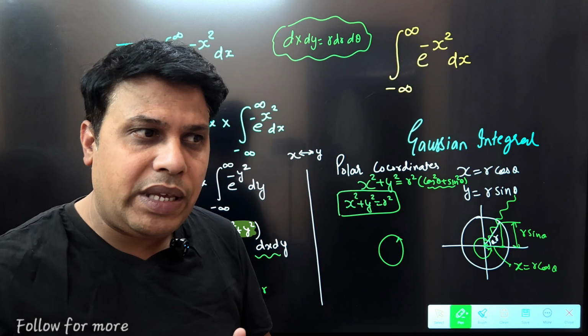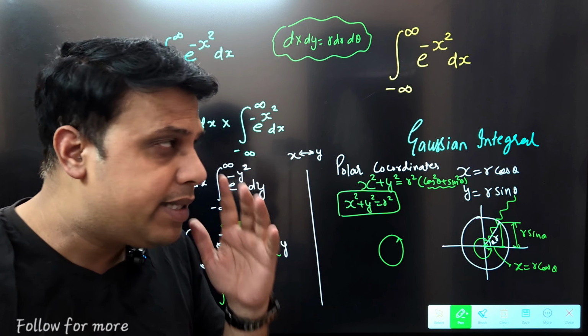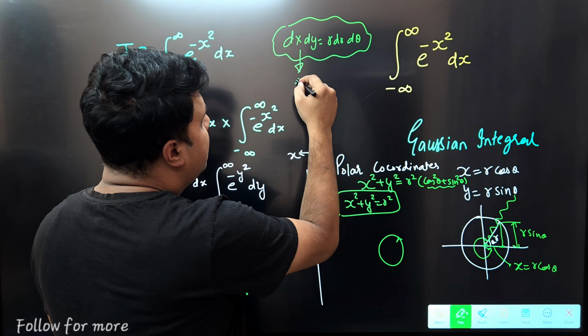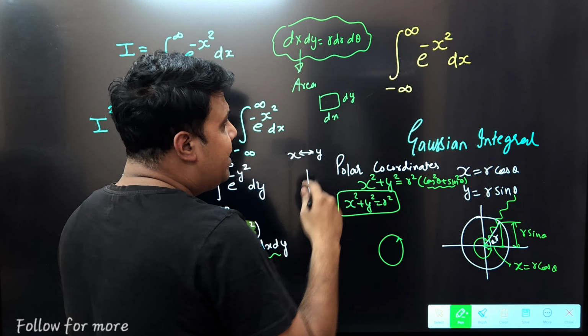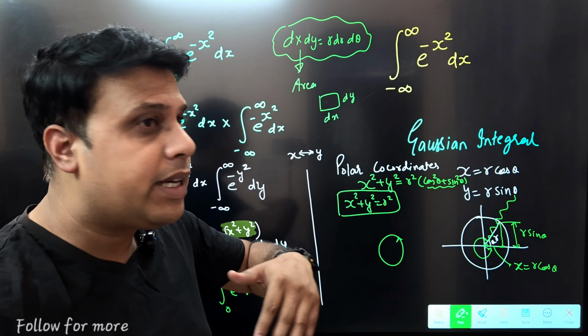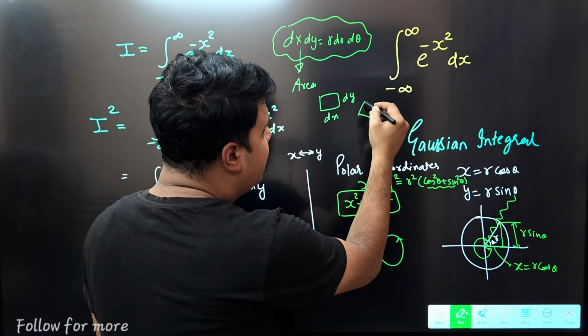But if we want to prove it, we have to use the Jacobian method or some visualization method. But you can understand this is area, just a very tiny piece of dx dy. Once I convert them into polar coordinates, this area will be something like that.